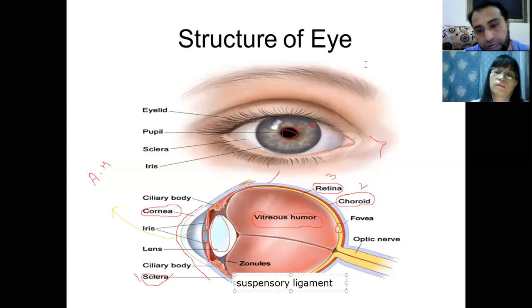One thing more. Remember, this is the optic nerve. Through this place, neurons move toward the brain. In this region of the optic nerve, there are no rod and cone cells. So this region is called the blind spot. In the blind spot there are no rod or cone cells, so no image will form here. Is it clear? So let's move on.